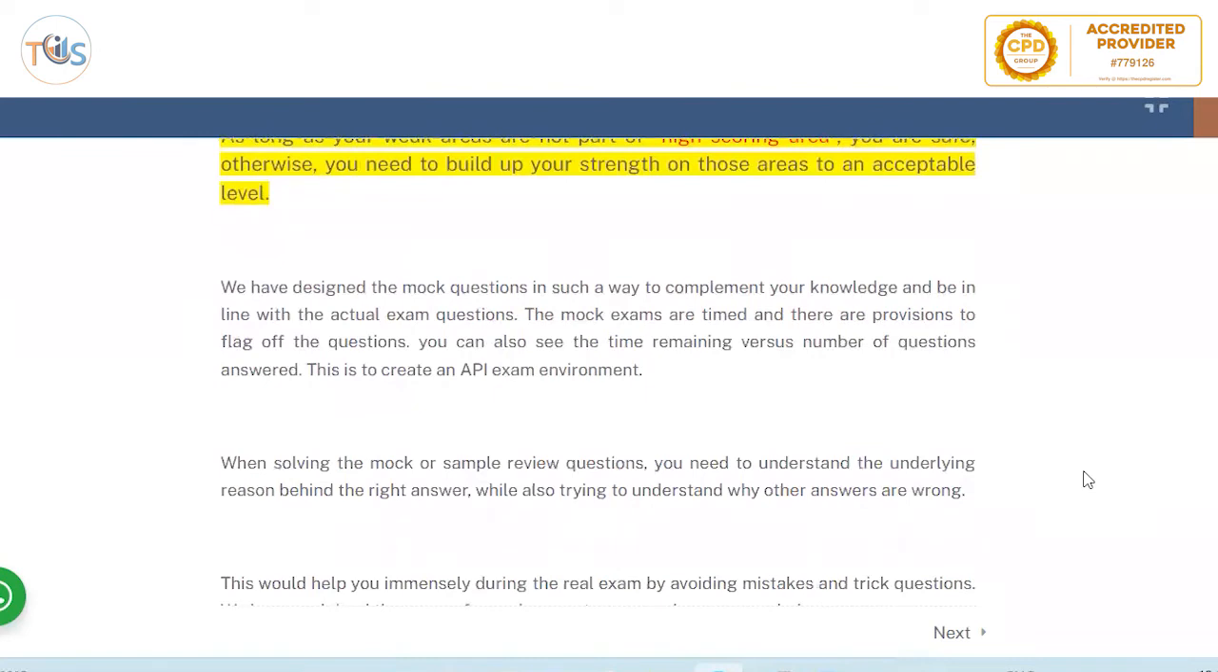We have designed the mock questions to complement your knowledge and be in line with the actual exam questions. And so these mock exam questions are timed. There is a flag off, so we're trying to create the same environment that you actually face when you are attending the exam.